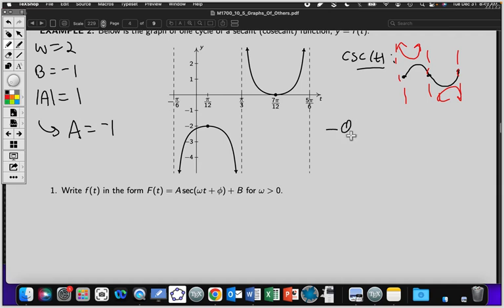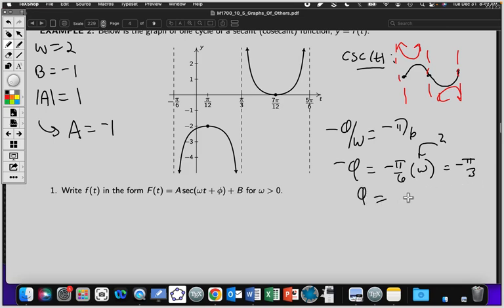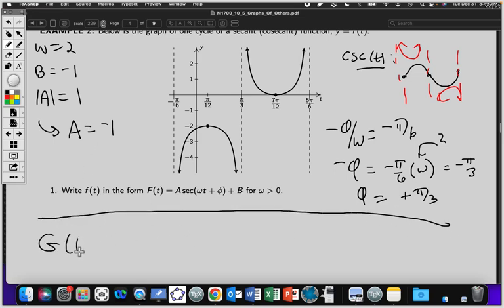So our phase shift here, minus phi over omega, would be negative pi over 6. So minus phi would be minus pi over 6 times omega. But omega is 2, so that's negative pi over 3. So phi would be a positive pi over 3. And now I can write this in terms of a cosecant curve. G of t would be minus 1 cosecant of 2t plus pi over 3, minus 1. Okay, and that should give us what we see here.